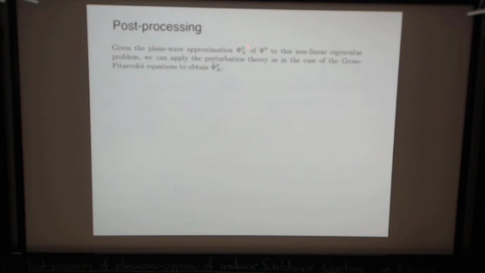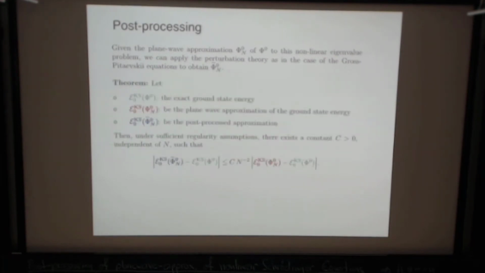So exactly as in the Gross-Pitaevskii case, you can start off by computing plane wave orbitals and perturb them, look for the first order perturbation, and then you can have the exact ground state energy, the plane wave approximation of the ground state energy, and the post process that is built from perturbing each of the orbitals. And the theorem states again, under sufficient regularity assumptions on the exchange correlation functional, that you also gain 2 orders of magnitude in this convergence.